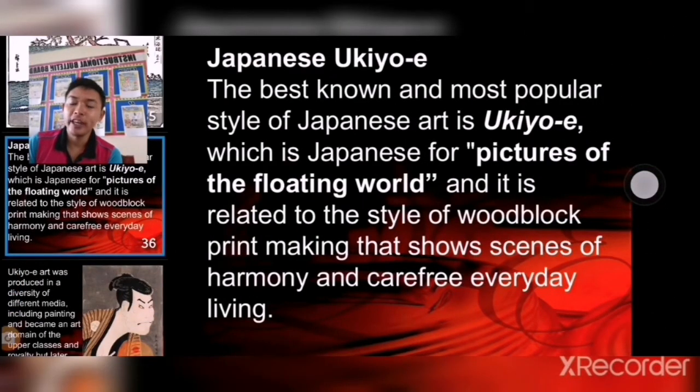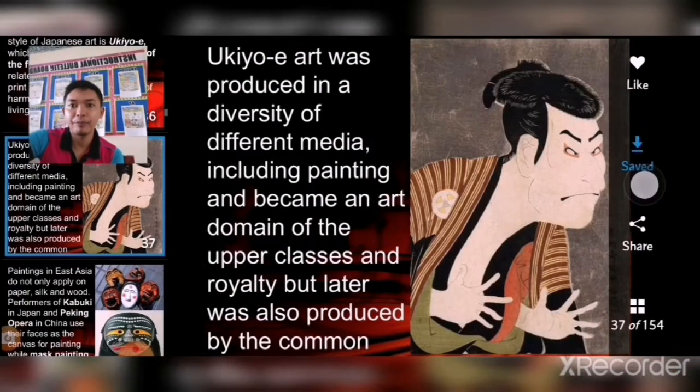Japanese ukiyo-e, the best known and most popular style of Japanese art, is ukiyo-e, which is Japanese for pictures of the floating world, and it is related to the style of woodblock print, showing scenes of harmony and carefree everyday living. Ukiyo-e was produced in a diversity of different media, including painting, and became an art domain of the upper classes and royalty, but later was also produced by the common people.